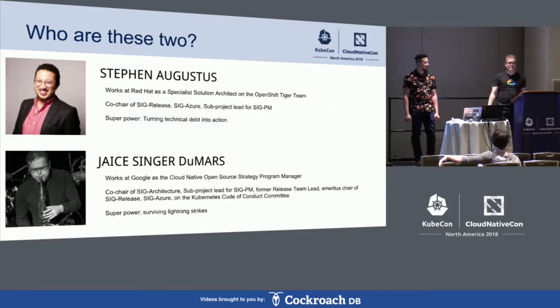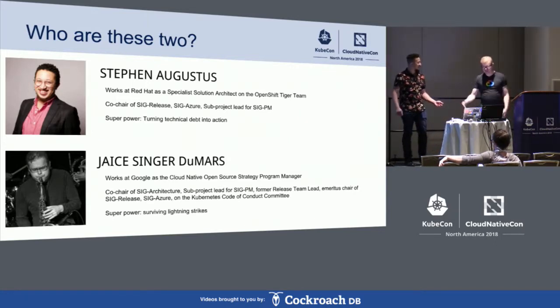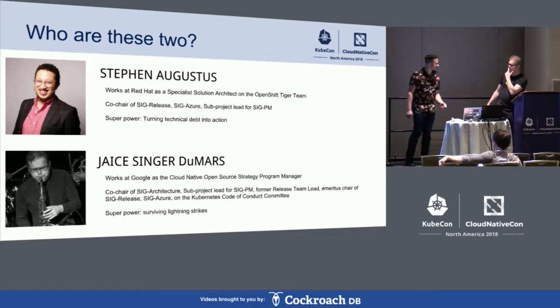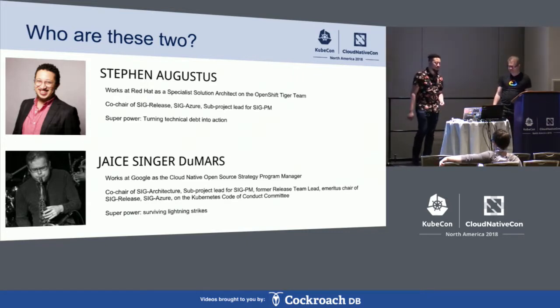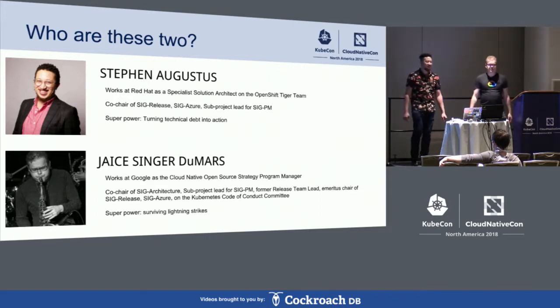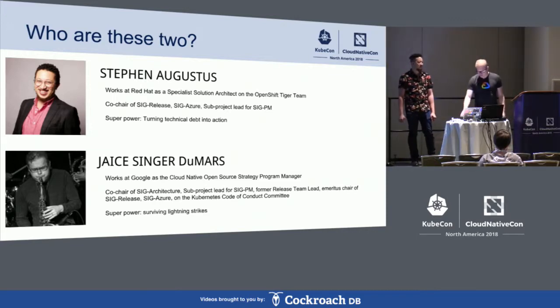And so, we have superpowers, don't we? Oh yeah, superpowers. Tell me about yours, Stephen. So my superpower is I like turning technical debt into action. I have a penchant for finding places that need to be fixed and working on them. So, what about you, Jaice? You know, mine is surviving lightning strikes, because why not? We're having a deep discussion about the fact that you can actually be struck by lightning in a car. So don't think because you're in a car you're totally safe.